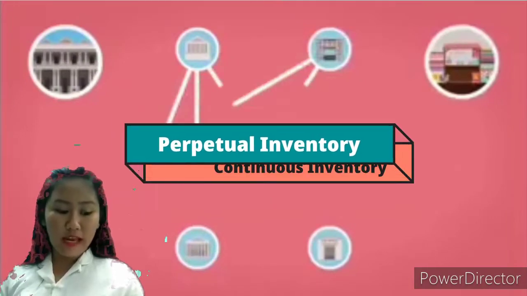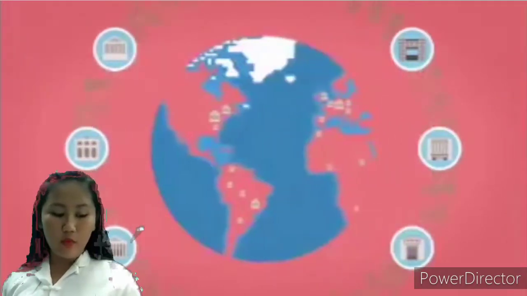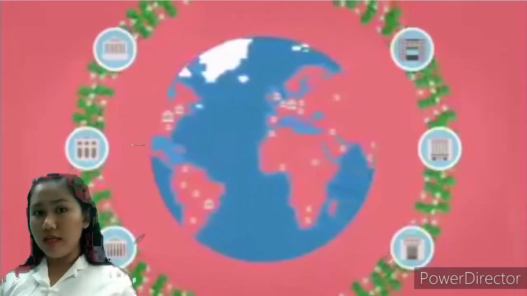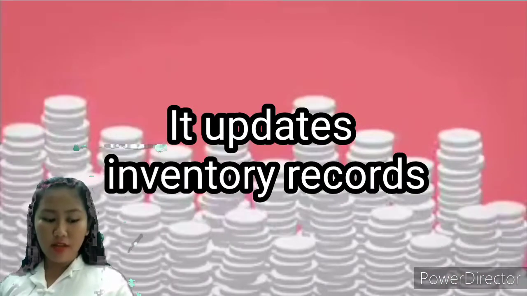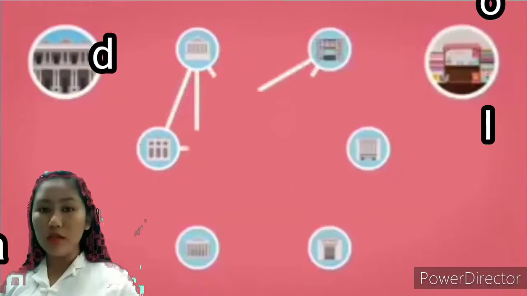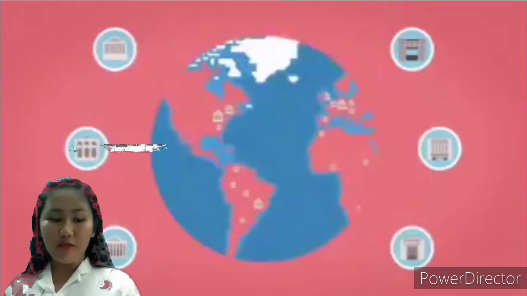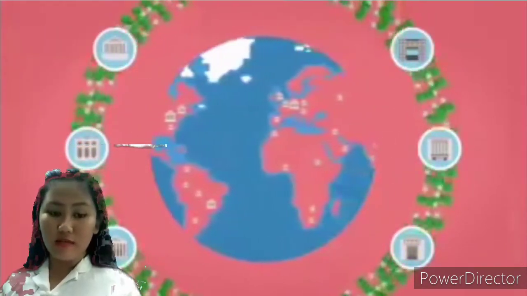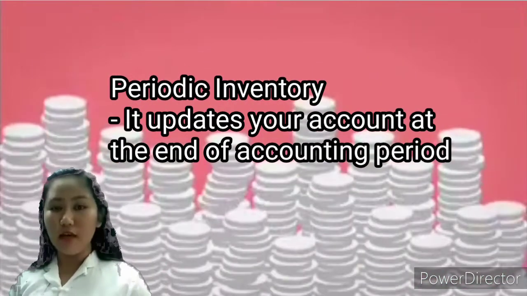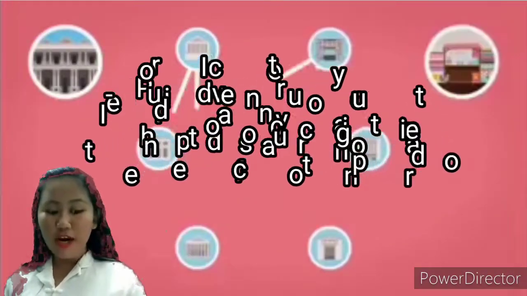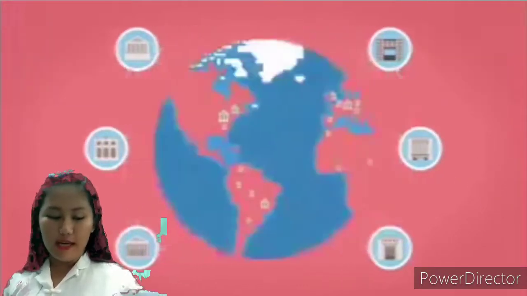Perpetual inventory, also known as continuous inventory, is a system where information on inventory is updated. It allows you to regularly update your inventory records to help prevent situations like running out of stocks, while the periodic inventory relies on physical inventory. Periodic is where you update your accounts at the end of your accounting period. Your accounting period might be once a month, quarter, or a year.